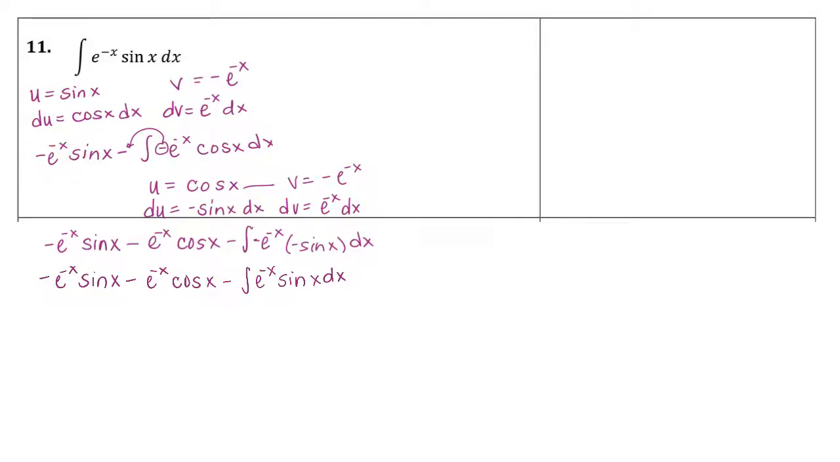Notice that, again, this ended up being exactly what we started with. And so this is where we set that, again, equal to our starting point, which was, again, the integral of e to the negative x sine x dx. And I'm going to add this over. So then we're back to negative e to the negative x sine x minus e to the negative x cosine x equals 2 times the integral of e to the negative x sine x.